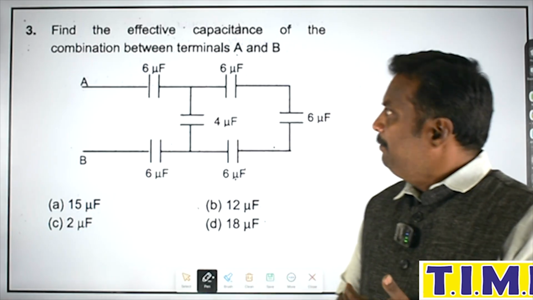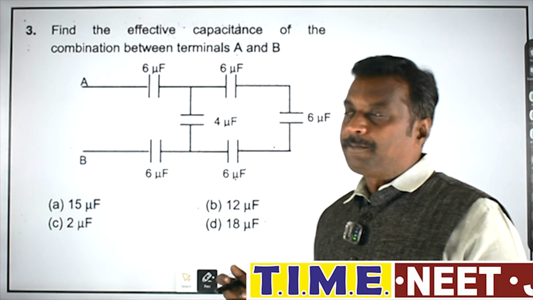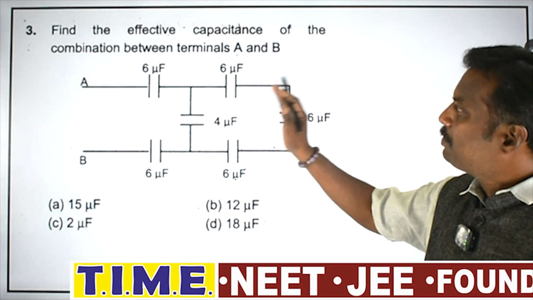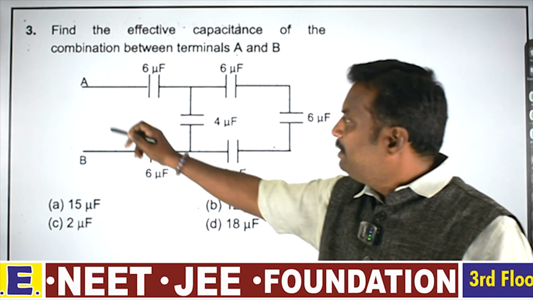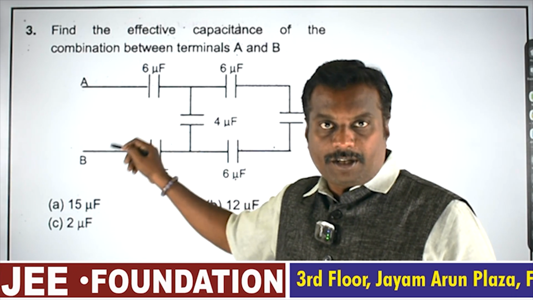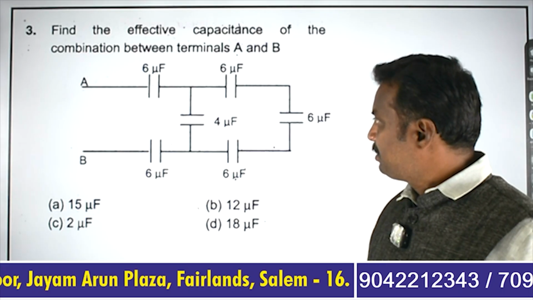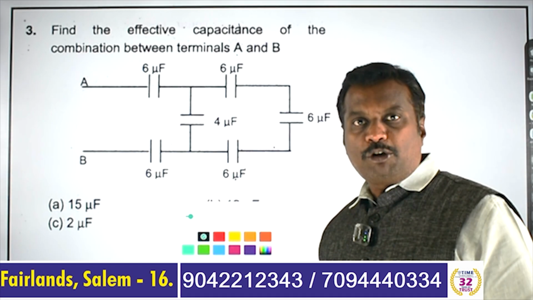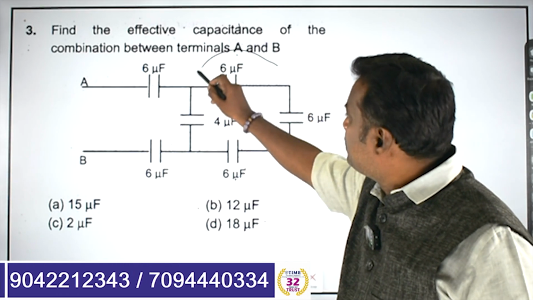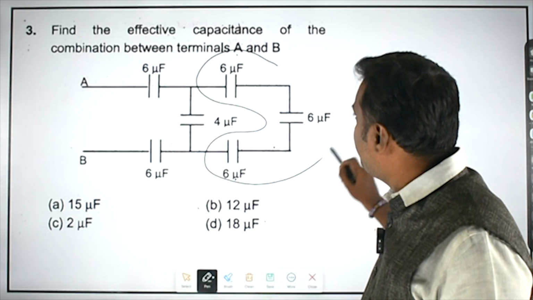Let's go to the next question. It's quite easy and interesting, right? Find the effective capacitance of the combination between the terminals A and B. This is your terminal A and this is your terminal B. Right? We have given multiple options. Let's see. In the sum எப்படி approach பண்றதுன்னு பாத்தீங்கன்னா, these three capacitors are in series combination.